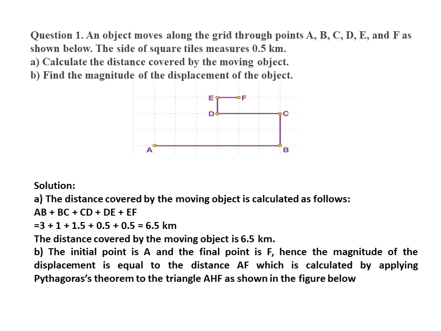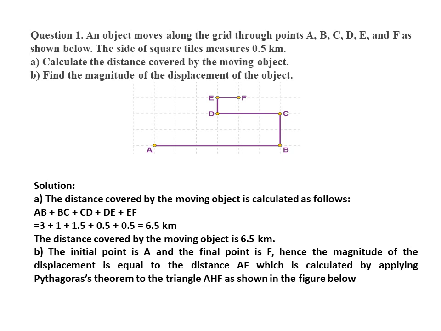Question number 1. An object moves along the grid through points A, B, C, D, E, and F as shown below. The side of square tiles measure 0.1 km. Calculate the distance covered by the moving object and find the magnitude of the displacement of the object. So we will calculate distance and displacement for the same path.